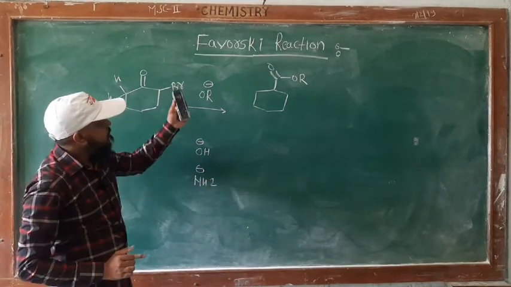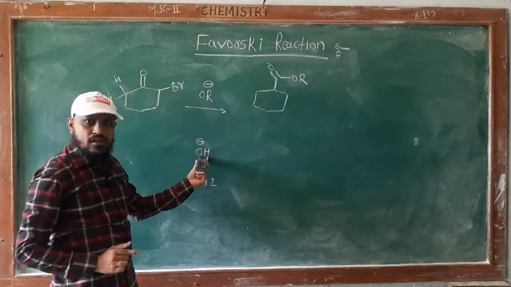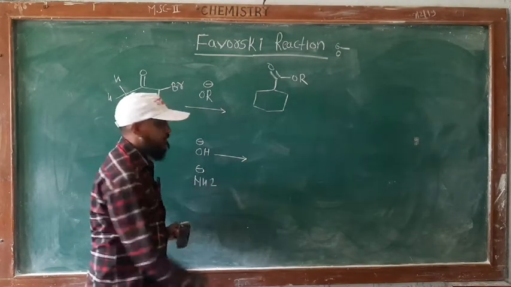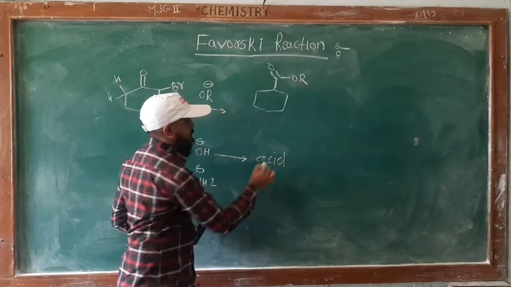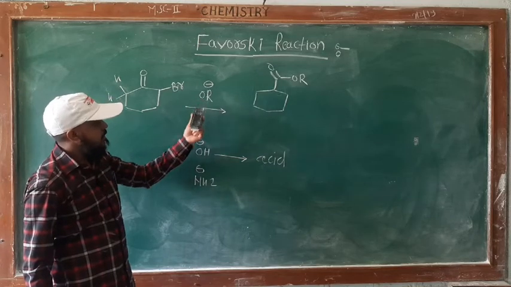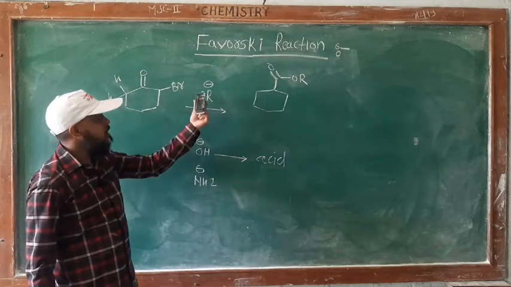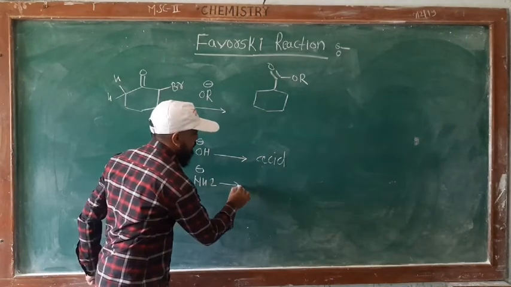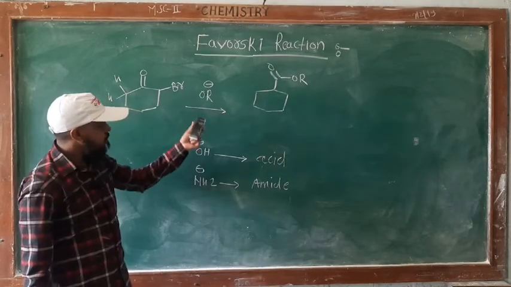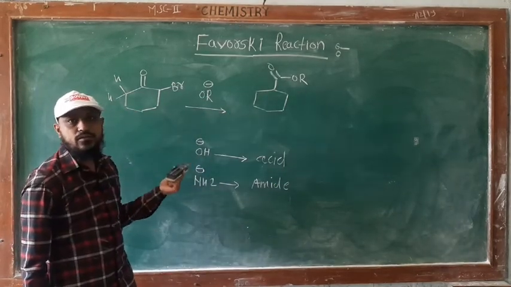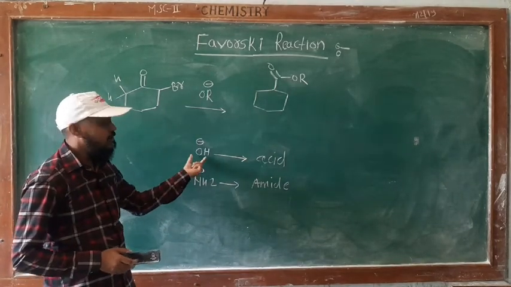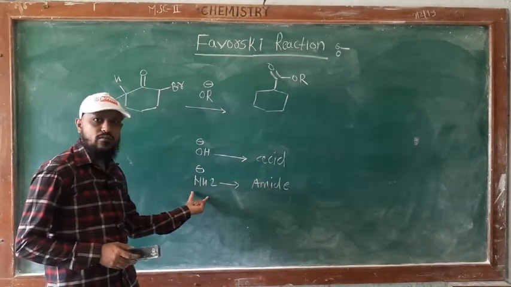Okay, so in the Favorskii reaction when we use hydroxyl ion, we will get an acid product. And when we use NH2 negative ion instead of alkoxide, we will get an amide product. So by the use of different types of reagent we will get different types of product. We will see both hydroxyl ion and amide ion one by one.